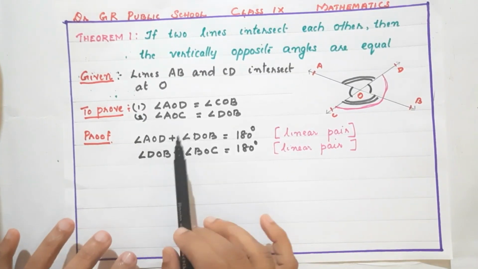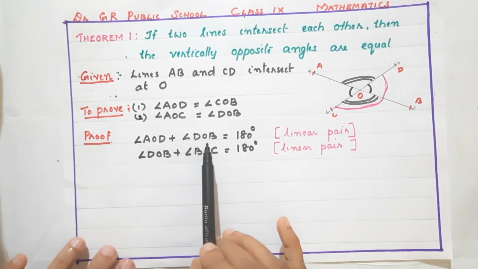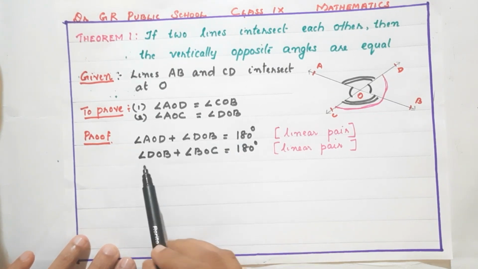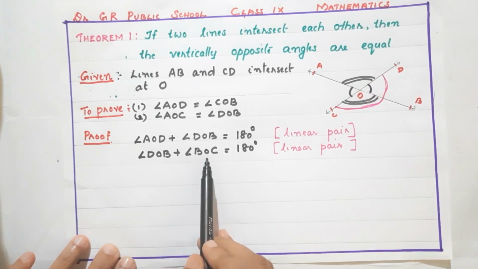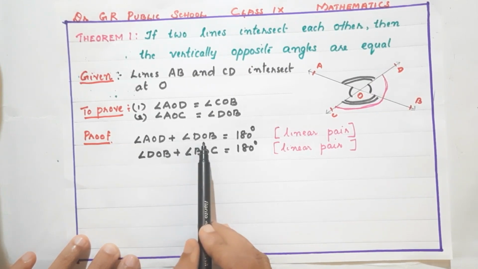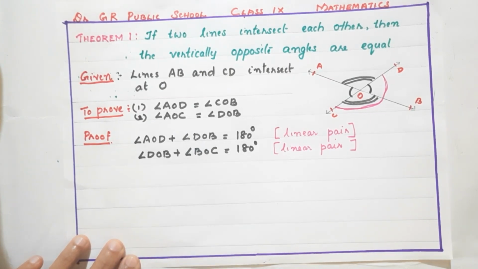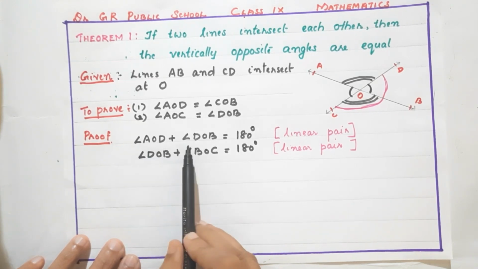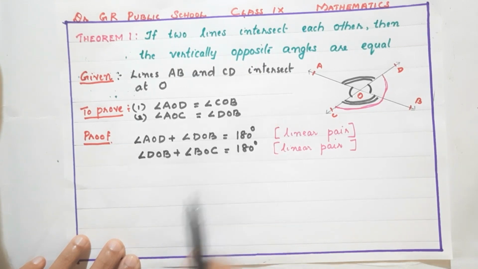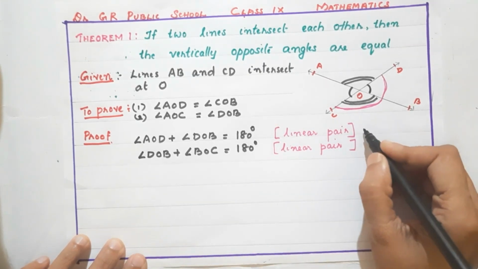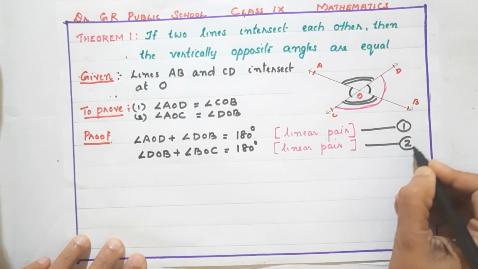Now come to these two equations. We got angle AOD plus angle DOB equal to 180. You have to be very careful while choosing the second pair. Whatever we have taken as the second angle, by using that angle we have to write the next equation. AOD plus DOB equal to 180, then angle DOB plus BOC also equal to 180 degrees. So I am taking this as equation 1 and this one as equation 2.